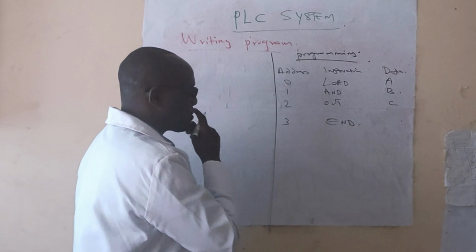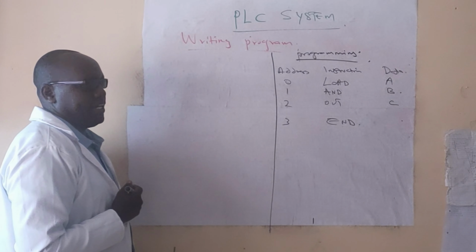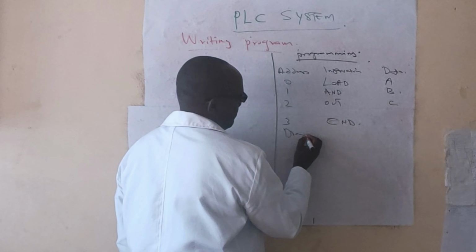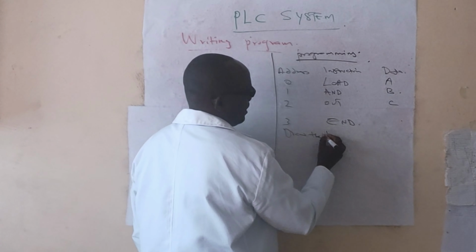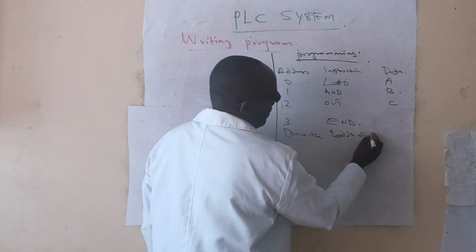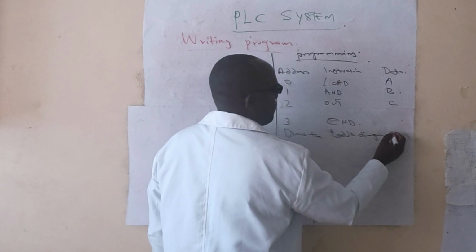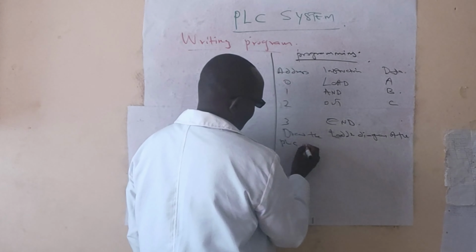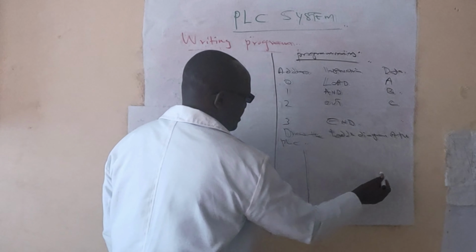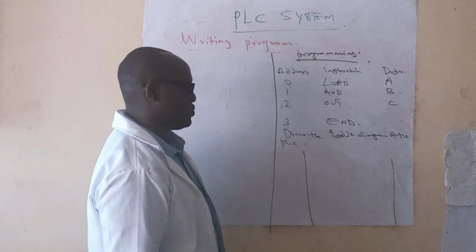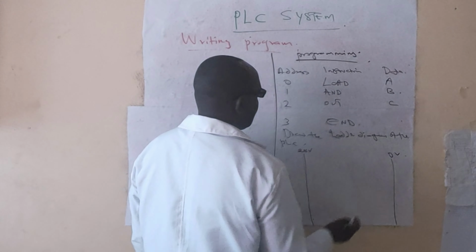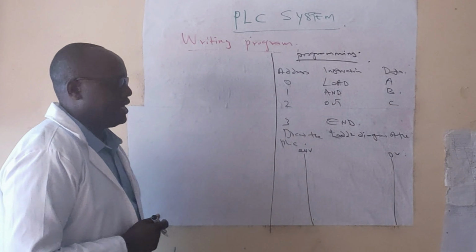So let's come up with the ladder diagram. Draw the ladder diagram of the PLC. So what we're going to do is draw two lines. We can put here 24 volts and 0 volts, and then we start from the first address, which is 0.